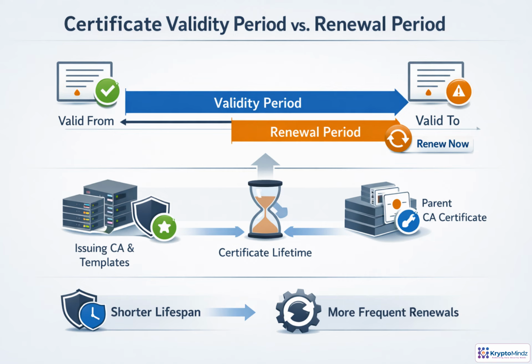Think of two separate timelines. The validity period is the full lifetime of a certificate, from its valid from date until it finally expires. The renewal period is just a slice at the end where you're allowed or expected to issue a fresh certificate. How long that lifetime can be is defined by the template, the issuing CA, and the parent CA. Shorter lifetimes tighten security, but they also mean you'll be renewing more often.